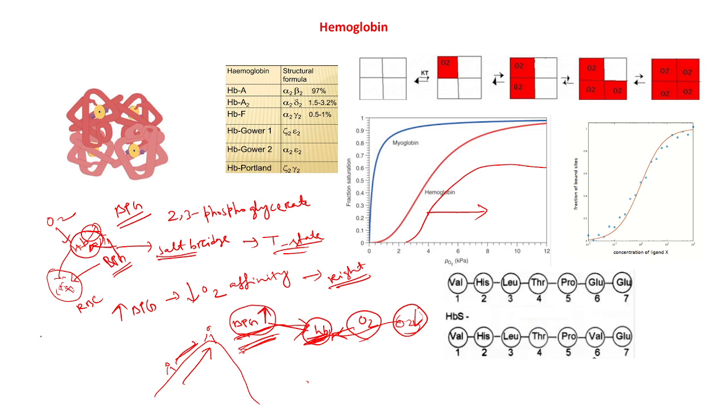The third one is the temperature. Temperature means the higher the temperature, the more the affinity decreases. That means it will shift the curve to the right side. So this is all about hemoglobin and myoglobin.